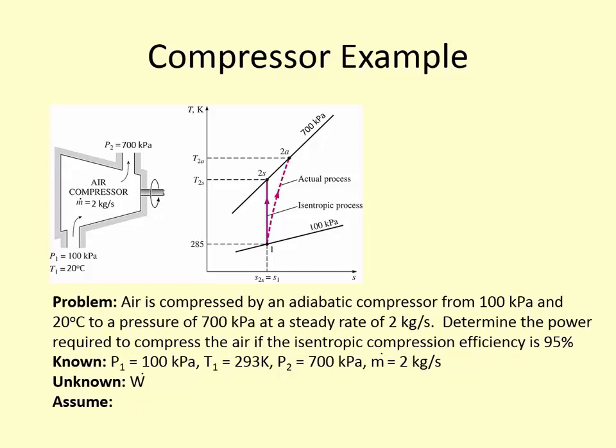Now in this case, because we have air rather than water or refrigerant 134A or some other working fluid, we can use those relationships that deal with ideal gases. We cannot use those relationships for a problem with water or with refrigerant. We have to use the property tables. We can only use them for ideal gases. So be careful about that.